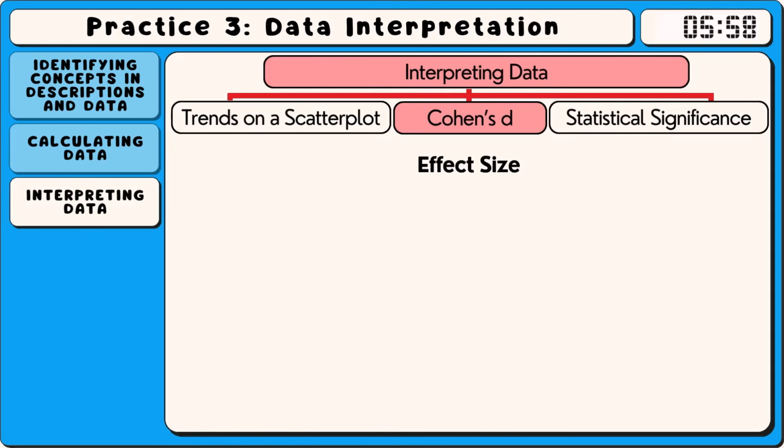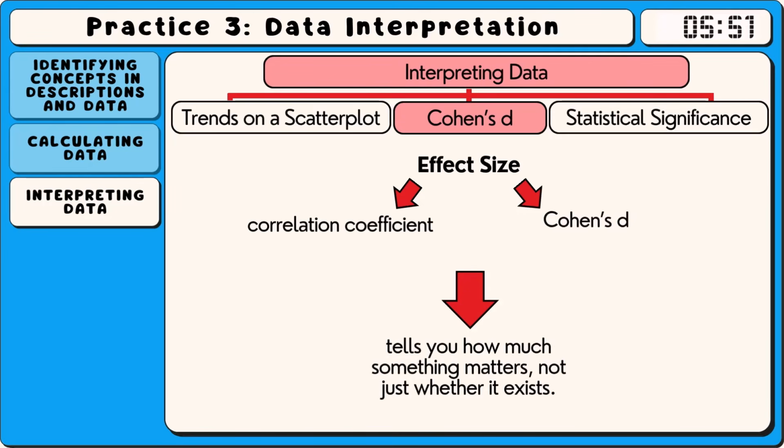The key idea to remember is this: effect size, in the form of both correlation coefficient and Cohen's d, tells you how much something matters, not just whether it exists.